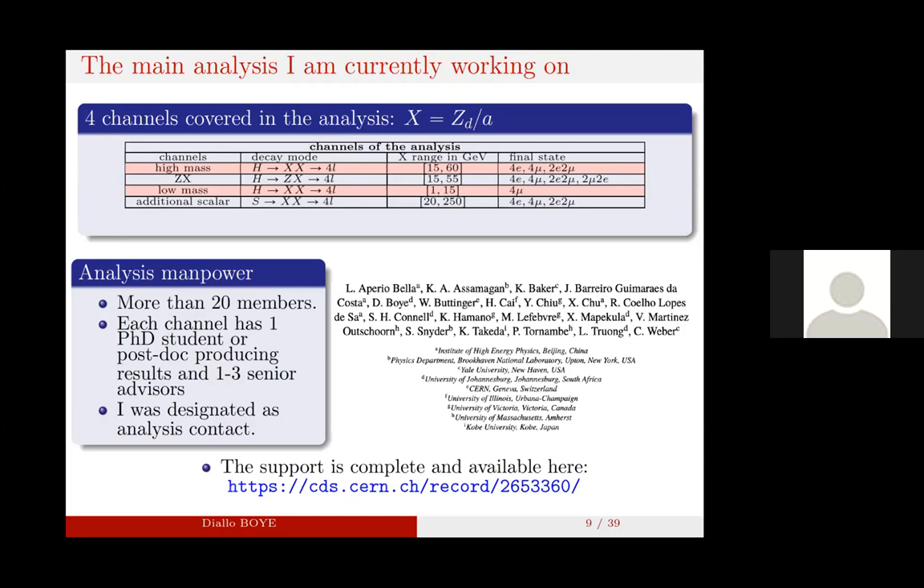Each channel or each sub-analysis has one PhD student or one postdoc producing results and one to three senior advisors. I was designated as analysis contact with Justin as co-analyst, but now he left, he is replaced by Christian Weber, who is now my co-contact analysis. And this is the head of the support node that you can find in this link, where you can see all the people who are involved in this analysis and the institutes.